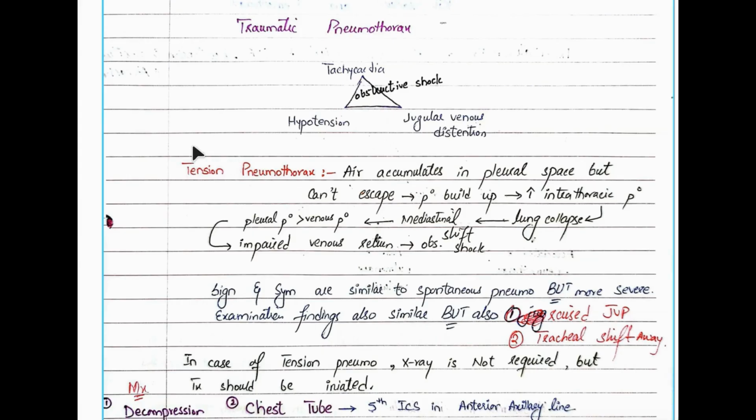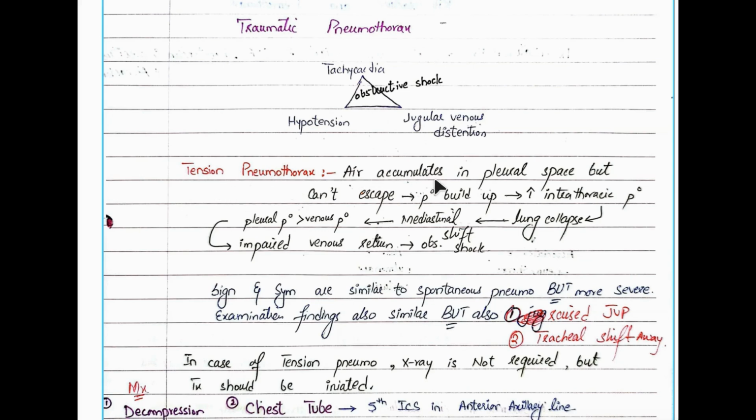So now we will talk about the tension pneumothorax. In tension pneumothorax, there is a triad which will be tachycardia, hypotension, and raised JVP. These 3 points are going to be found in the scenario of tension pneumothorax. As I have explained in the shock lecture, tension pneumothorax along with cardiac tamponade are a few examples of the obstructive type of shock. So what is the pathophysiology behind the tension pneumothorax?